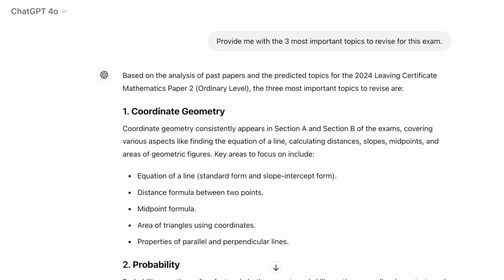Based on the analysis of past papers and the predicted topics for the 2024 Leaving Certificate Mathematics Paper 2, Ordinary Level, the 3 most important topics to revise are: Number 1, Coordinate Geometry. Coordinate geometry consistently appears in Section A and Section B of the exams, covering various aspects like finding the equation of a line, calculating distances, slopes, midpoints, and areas of geometric figures. Key areas to focus on include equation of a line, standard form and slope-intercept form, distance formula between 2 points, midpoint formula, area of triangles using coordinates, properties of parallel and perpendicular lines.